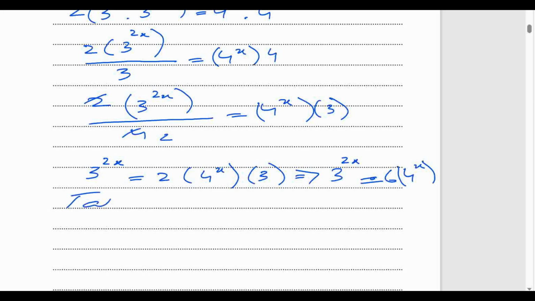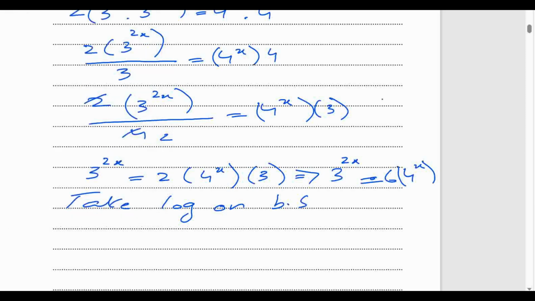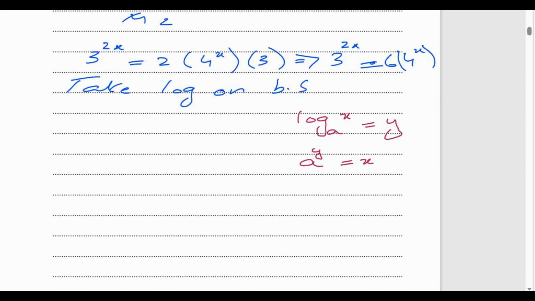So take log on both sides. As we know, the property of log is a very important point. A property of log is that, let's suppose, log of x to the base a is equal to y. If you write this in exponential form, this will be a power y is equal to x. So we will use this property.